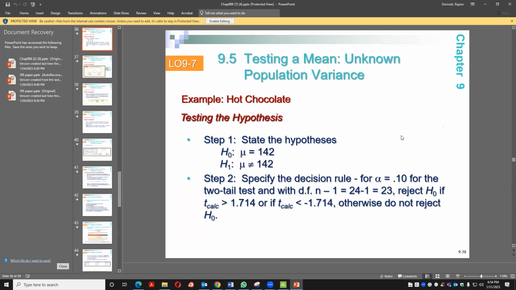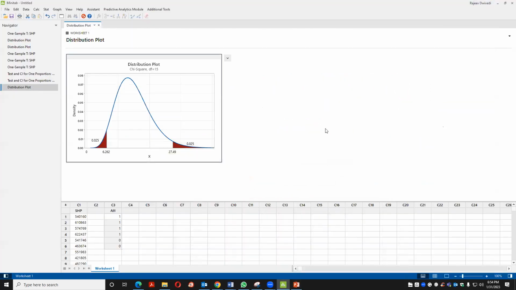We are just doing one sample. Any question related to this, please don't hesitate to ask me.